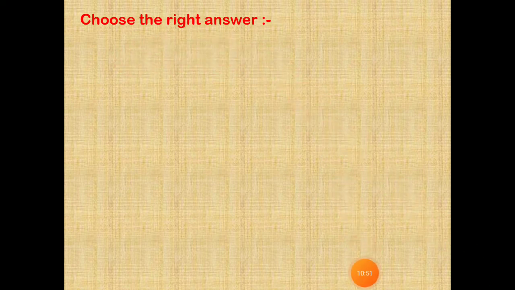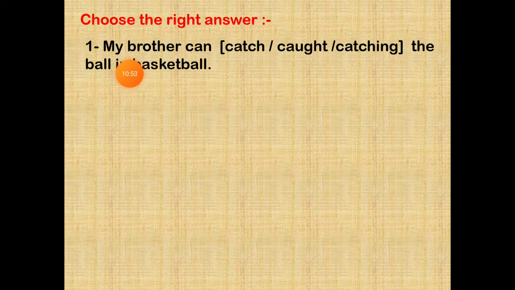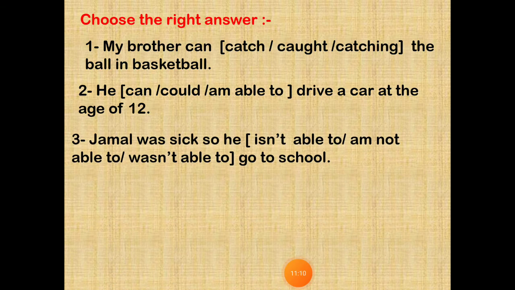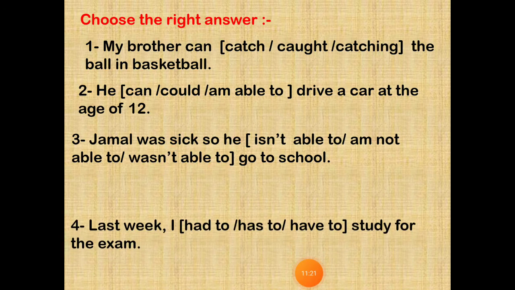Choose the right answer. Look at sentence number 1. My brother can catch, caught, catching the ball in the basketball. Number 2, he can, could, am able to drive a car at the age of 12. We are talking about the past here. Okay, number 3, Jamal was sick, so he isn't able to, am not able to, wasn't able to go to school. Again, we are talking about the past.